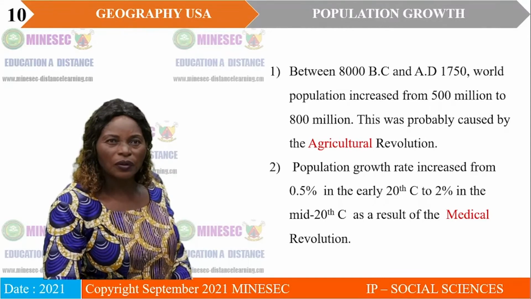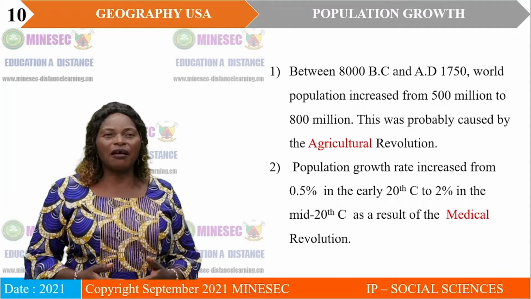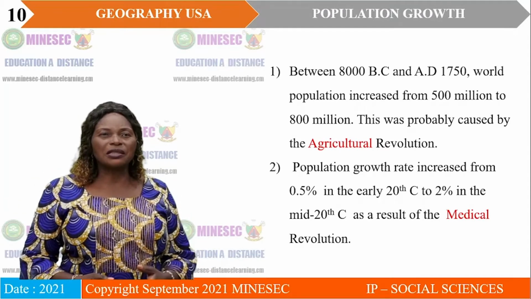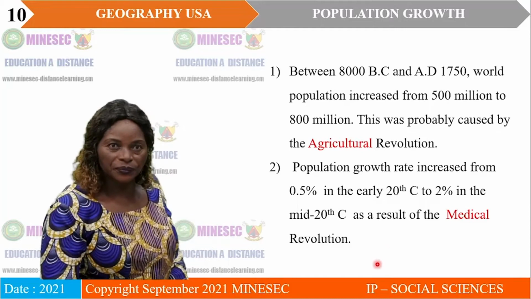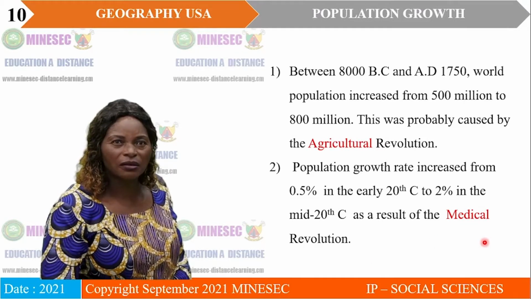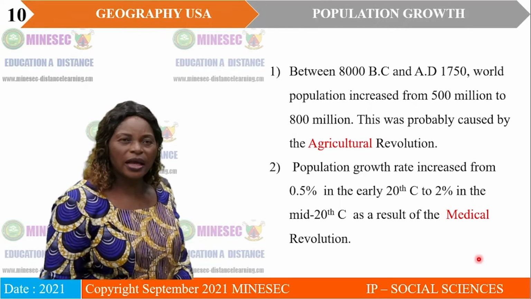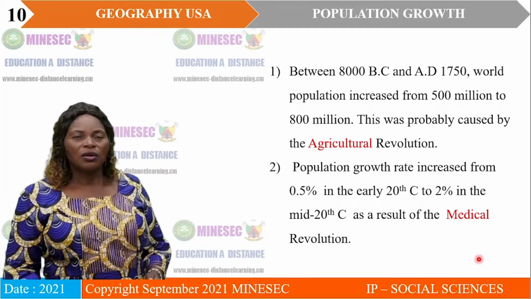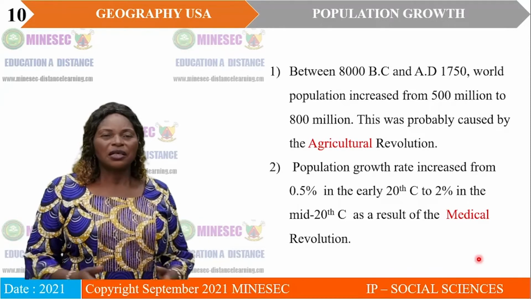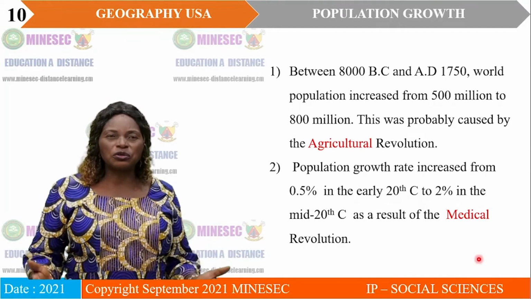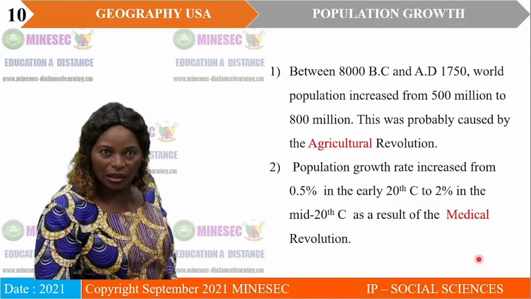For question two, population growth rate increased from 0.5% in the early 20th century to 2% in the mid 20th century as a result of, the answer here is, the medical revolution. This revolution came after 1945, after the Second World War. It started in Europe and North America and then finally spread to other countries of the world. This reduced the death rate in the world as a whole.